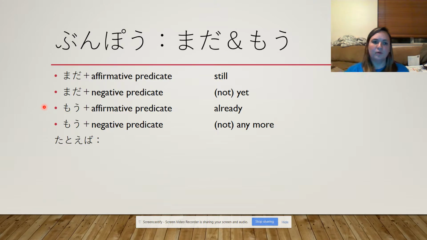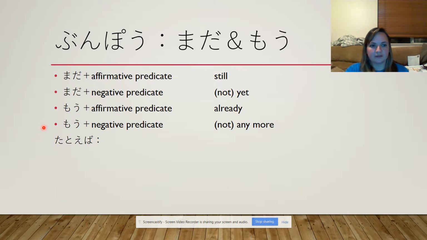And then our next one, mou, with a positive ending is going to mean already. Okay, so I can say mou hon o yomimashita. I already read the book, right? Because we have our positive ending there. Mou with a negative ending is going to mean not anymore. So, like I can say, mou chugakusei de wa arimasen, right? Because we're ending with that negative ending, we're basically saying I'm not a middle school student anymore, right?